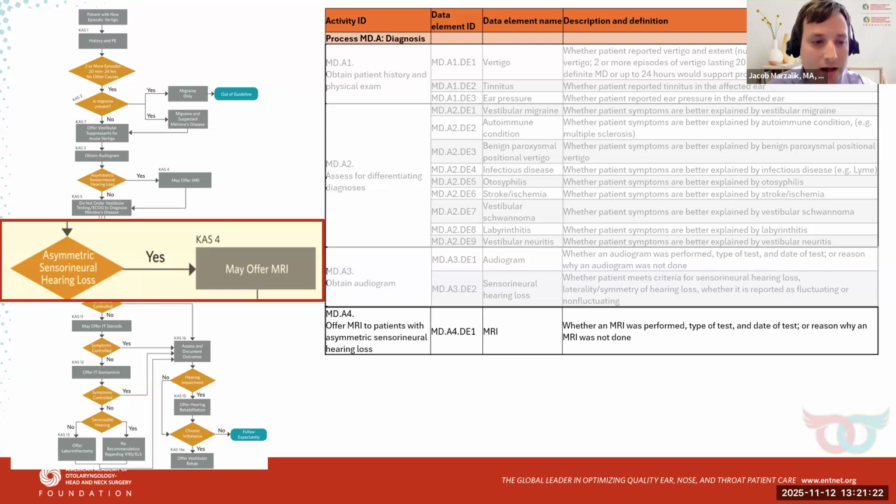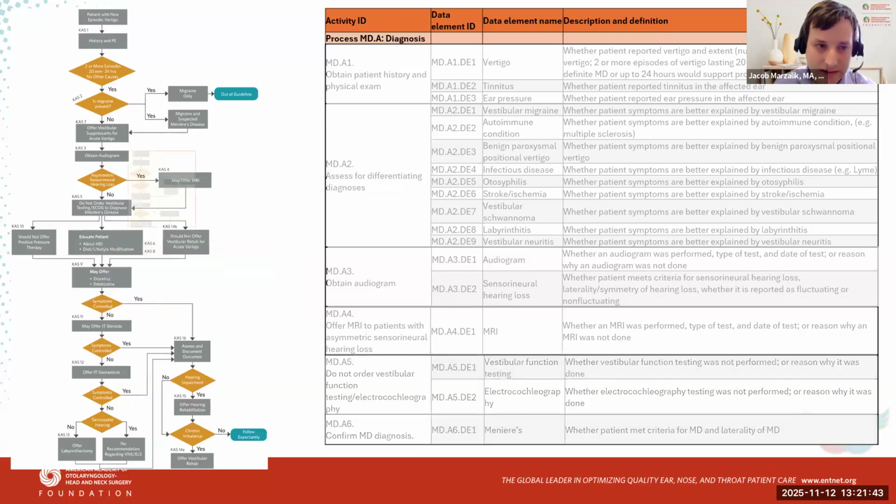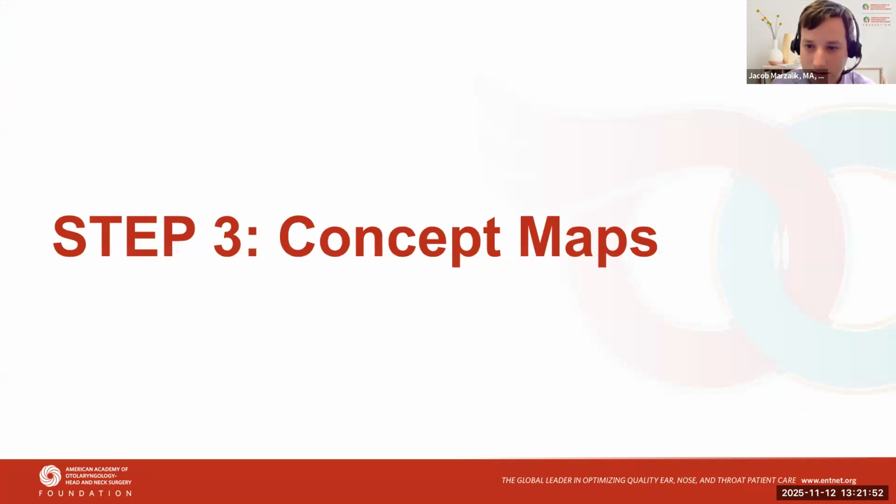And then we move on to key action statement 4, which is offering MRI to patients with asymmetrical sensorineural hearing loss. And then the 5th key action statement, deciding whether or not to order vestibular function testing. And so this is just one part of the flow chart. And as I advance the slide, you'll see how this major section corresponds to the specific processes. And then that brings us to the next step, which is developing concept maps.